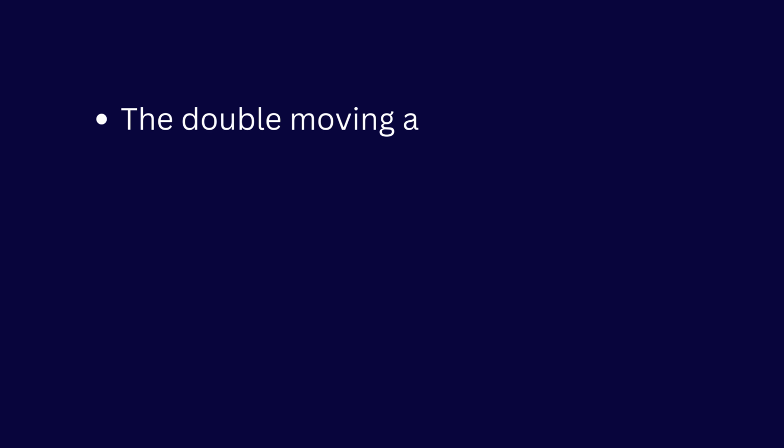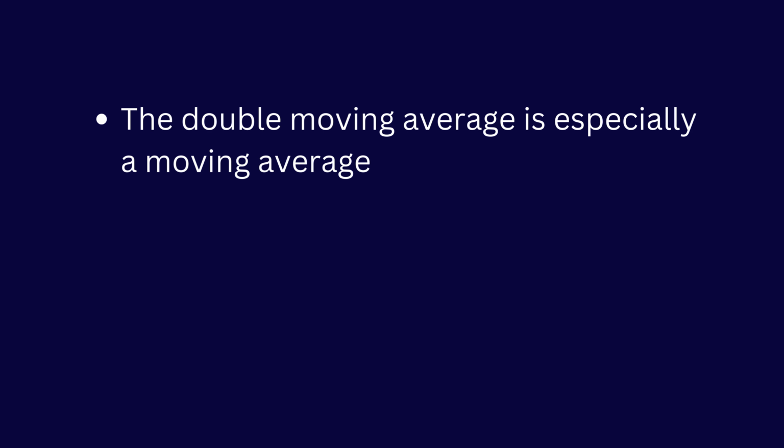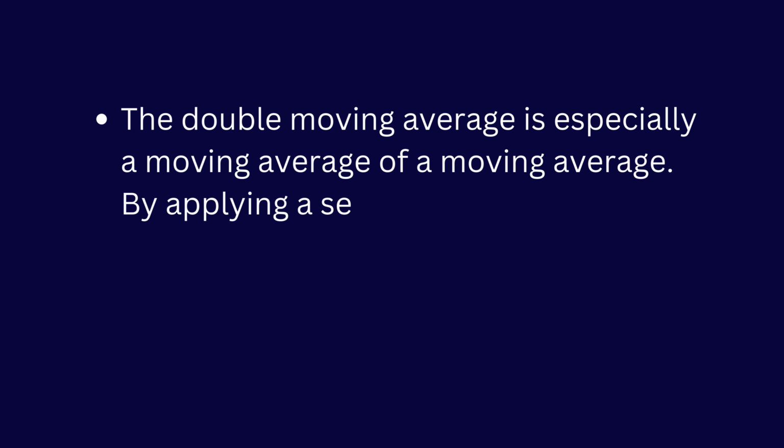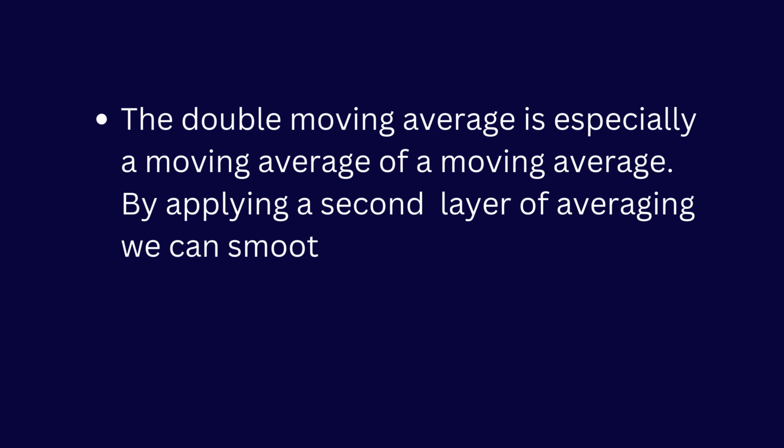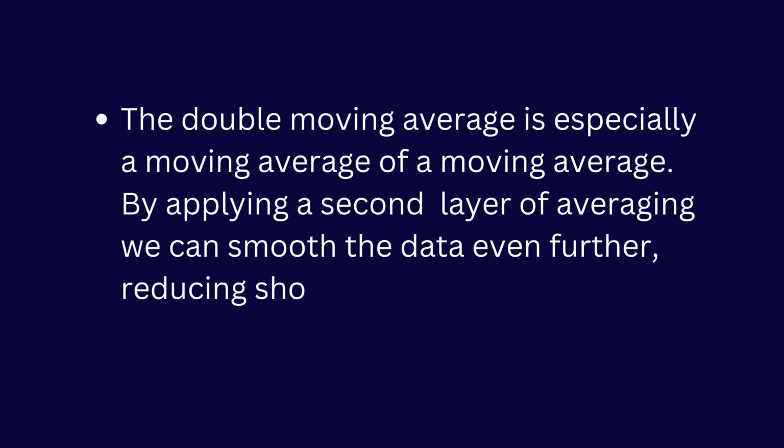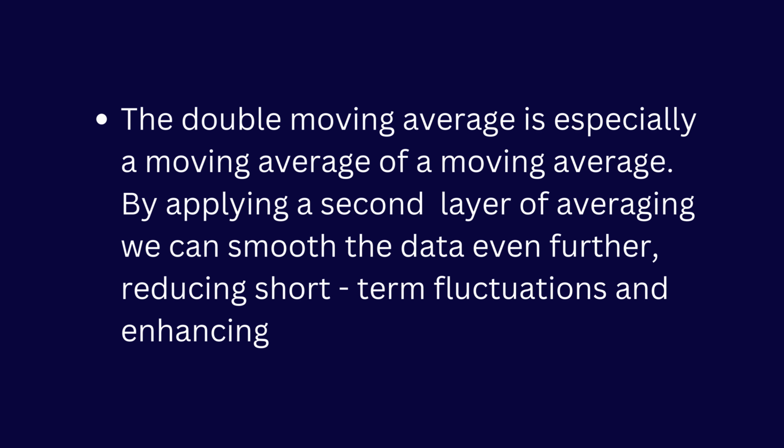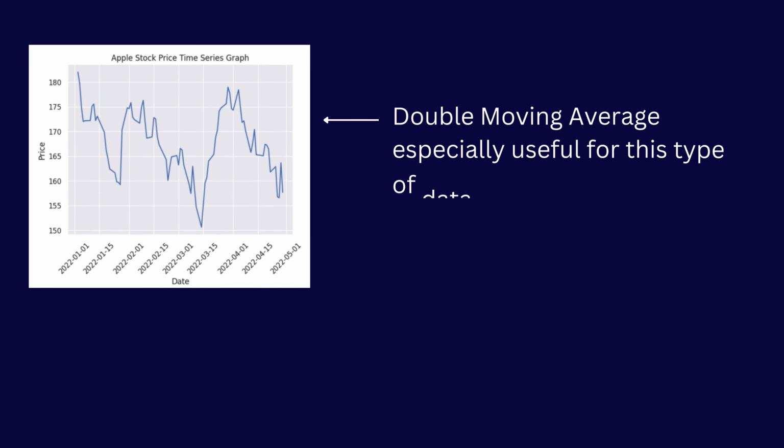The double moving average is essentially a moving average of a moving average. By applying a second layer of averaging, we can smooth the data even further, reducing short-term fluctuations and enhancing the trends. The double moving average is especially useful when the data has a lot of noise or variability.